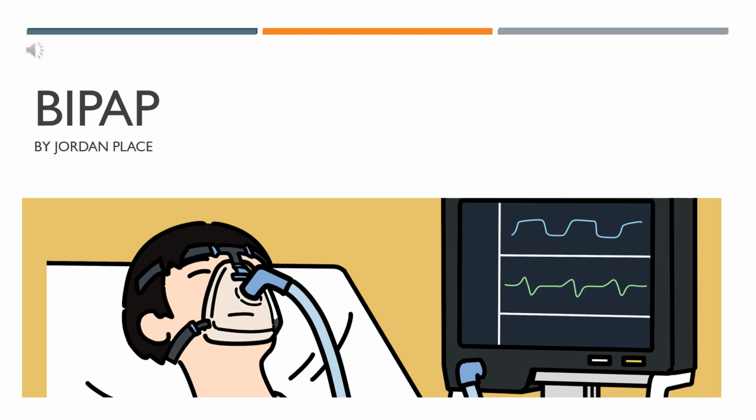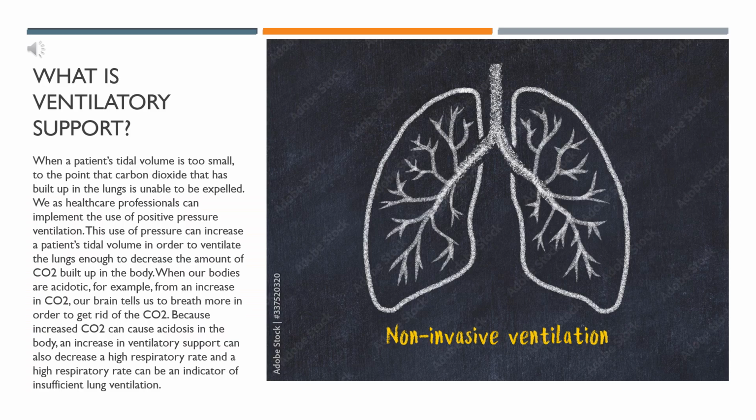BiPAP is a device that is utilized when a patient is unable, for one reason or another, to ventilate effectively. What is ventilatory support? When a patient's tidal volume is too small to the point that carbon dioxide that has built up in the lungs is unable to be expelled.